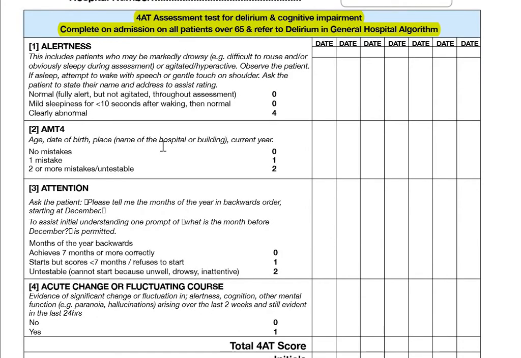So we go down to the second section, AMT4. So we ask the patient their age, date of birth, place, which is the name of the hospital or building, and the current year. So if they give no mistakes, a score of 0. If they have one mistake, a score of 1. 2 or more mistakes, or if they're untestable, a score of 2.